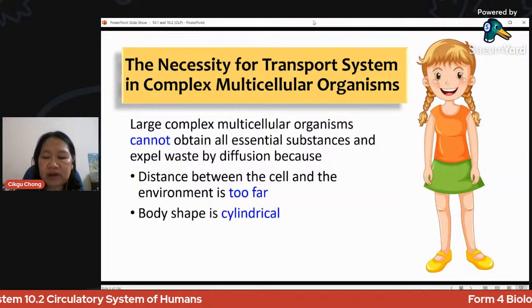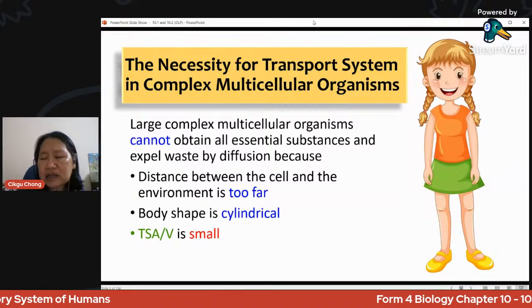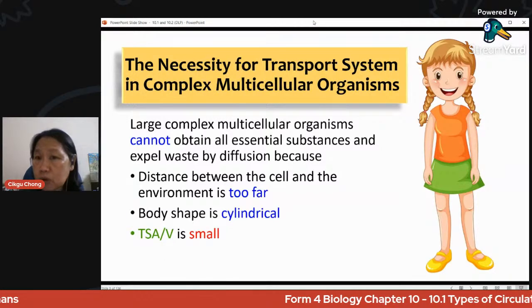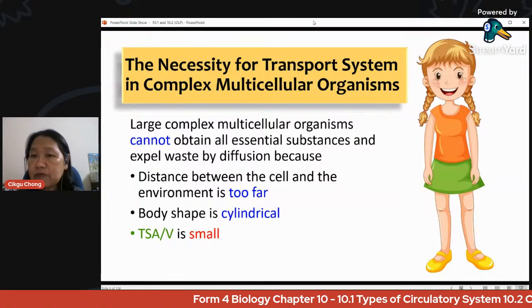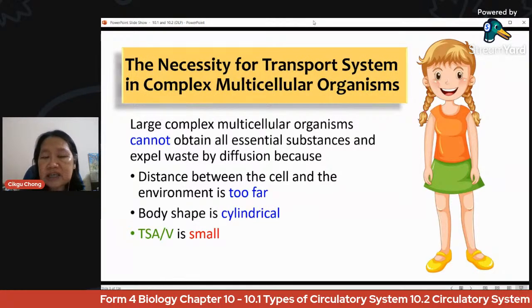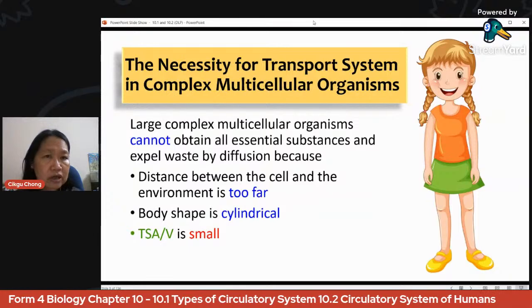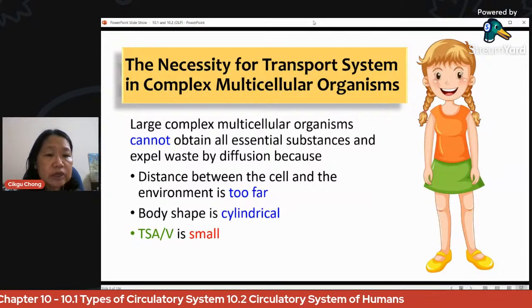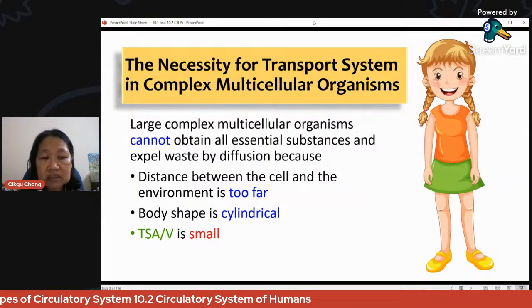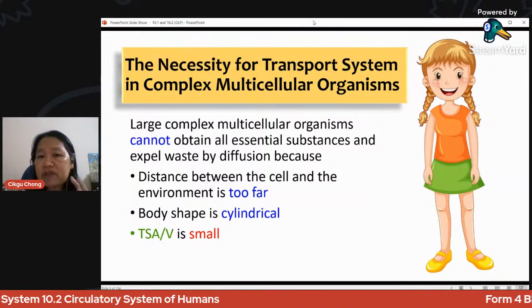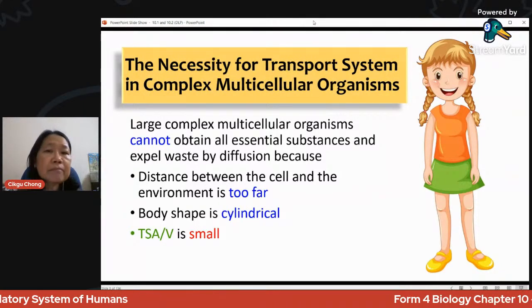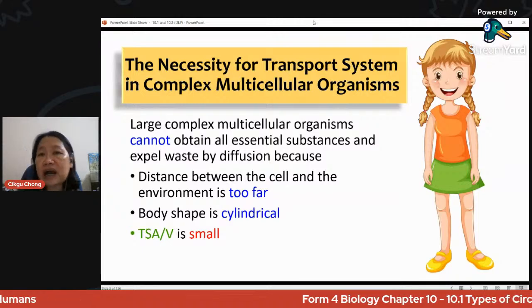Yeah, nutrient, especially like glucose, correct? We need nutrient to survive. So another answer is because the TSA per V is small. So you can see the difference here. For a big organism, the TSA per V is actually small. So we're going to do a simple simulation to make you understand. So if we take the surface area of this girl and we divide by her volume, actually that number will be quite small compared to the amoeba.